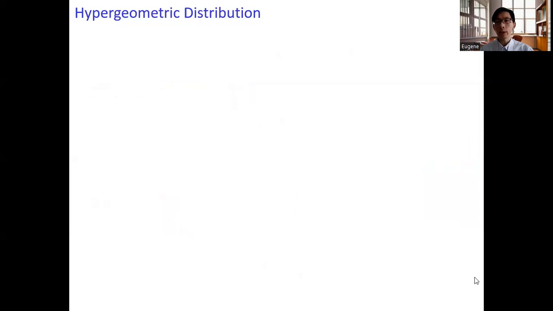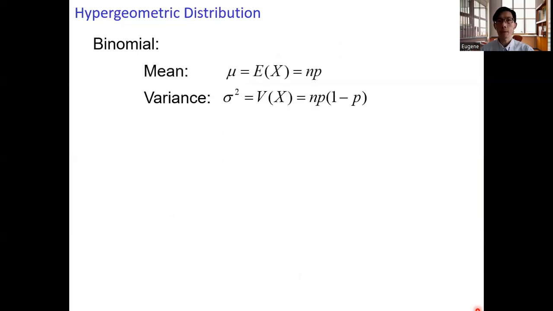All right, then we can do the mean and the variance of the hypergeometric distribution. Let's get back to the binomial distribution. The mean is n times p, and the variance is n times p times 1 minus p.